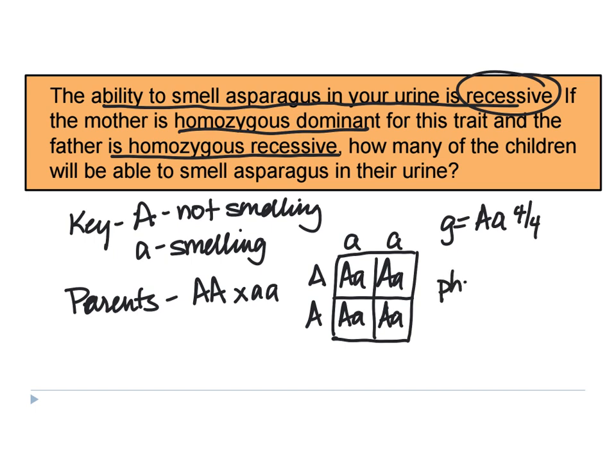My phenotype, I have 2 different kinds. I have no smelling, not smelling, and I have smelling. Remember that if it has one dominant allele, it's going to show the dominant phenotype. And since these are heterozygous, this is going to be 4 out of 4 with the dominant phenotype, which is not smelling, and 0 out of 4 with the recessive phenotype, which is smelling.